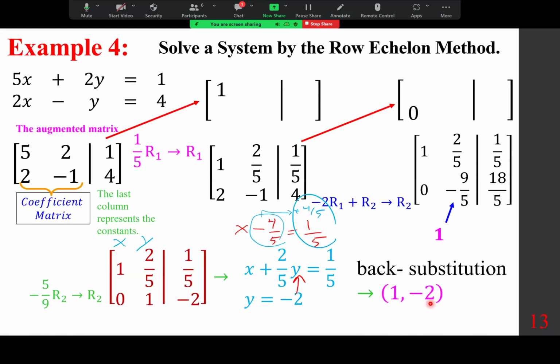Must check. We go back to the original equations. I'm going to quickly check this one. From now on, I'm going to leave it for you. X is 1, so 5. 2 times minus 2 is negative 4. 5 and negative 4, they add up to 1. 2 times 1 is 2. Minus 2 is plus 2, makes it 4. So that checks. So the beauty of math is you can check your work. Don't forget to check your work, class. I can't emphasize this enough.